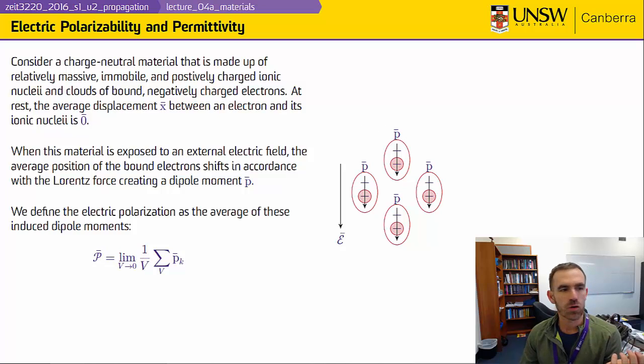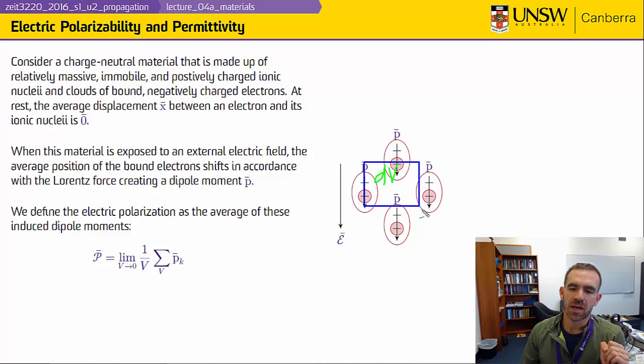And so we can define that this way. I can take some volume over here, say I'll take a volume here that has some volume element dV, and I'll count up how many dipoles there are inside that volume. And this vector field P, the polarization, we'll take as the limit as the volume goes to 0, the sum of these dipole moments.